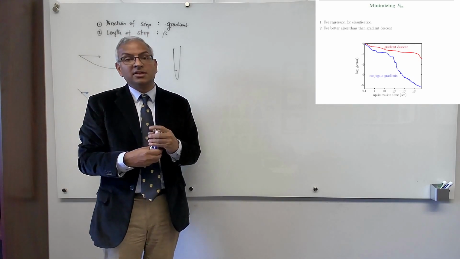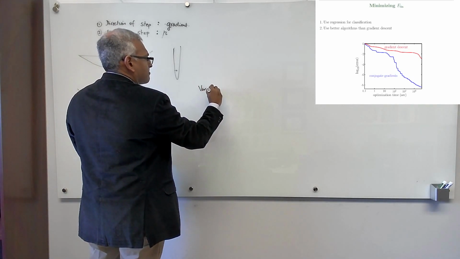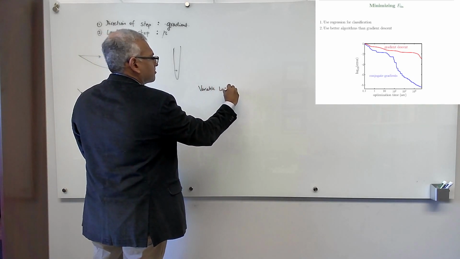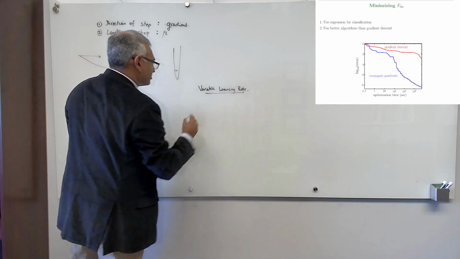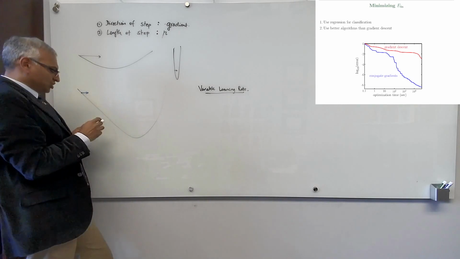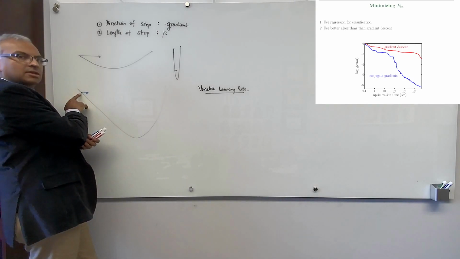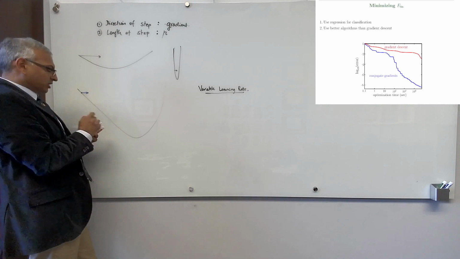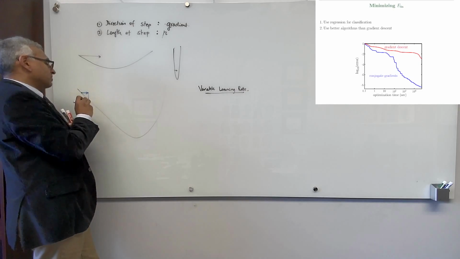It's called variable learning rate gradient descent. So, variable learning rate. Okay, so what is variable learning rate? You start and you check: did my in-sample error improve? So you started here and you took a step, and so you came here and your in-sample error improved.